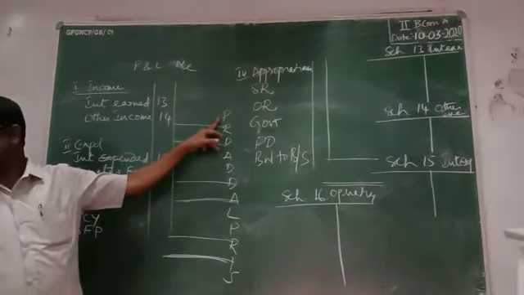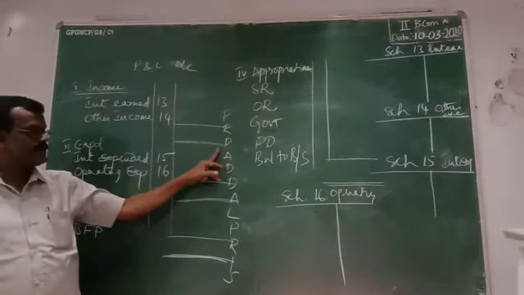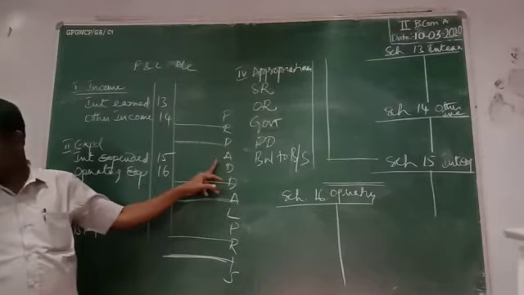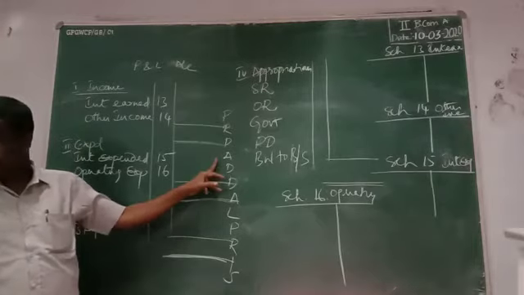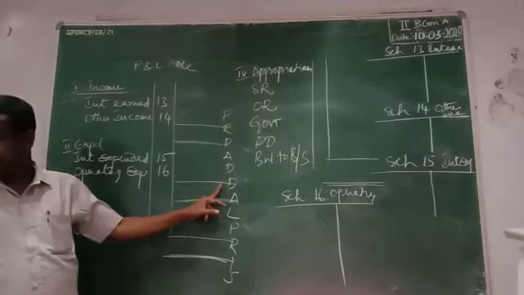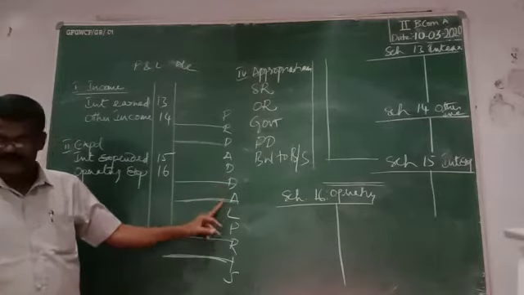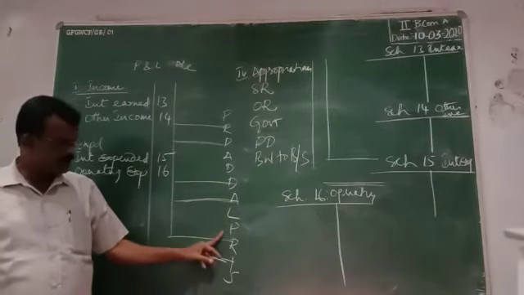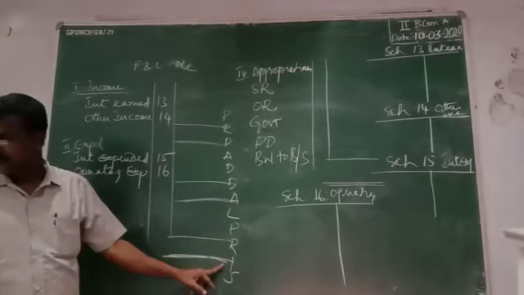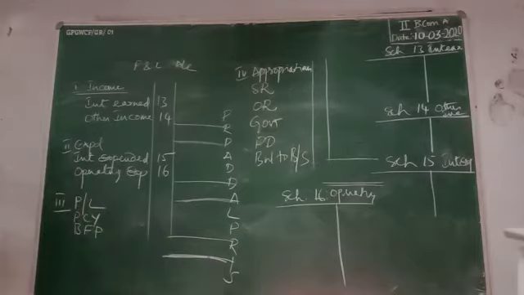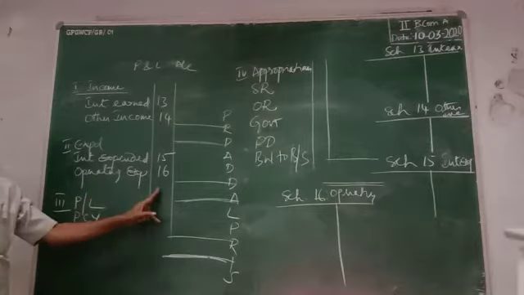Payment of salaries, rent, printing and stationery, auditor's fees, depreciation, director's fees, advertisement, legal expenses, then postage and telegrams, repairs, insurance, and sundry expenses. So these are the items appearing under schedule number 16, operating expenses.